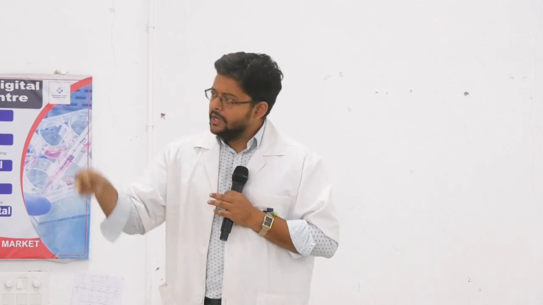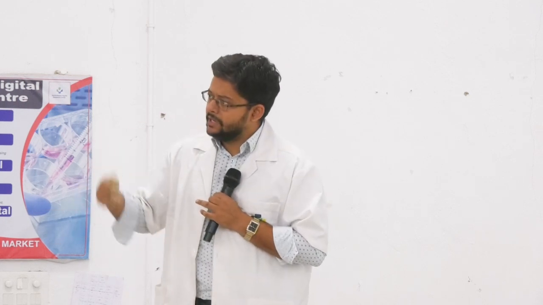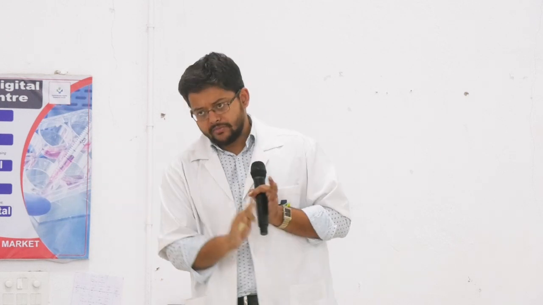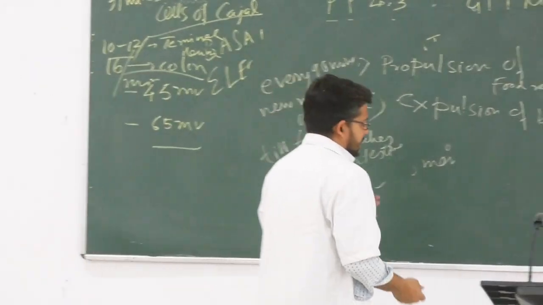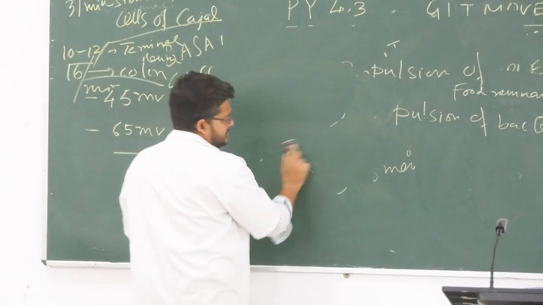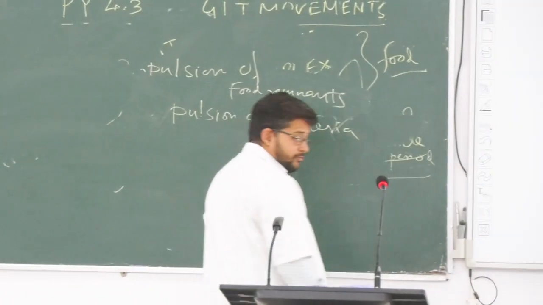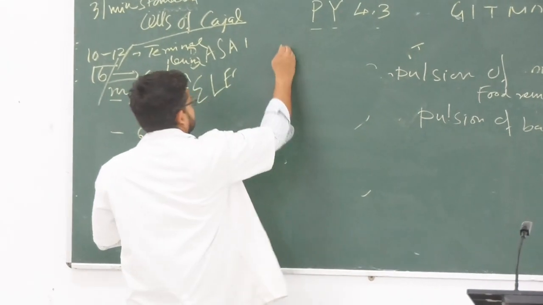If you are fasting for 12 hours, MMC will continue. Every 90 minutes, a new cycle. That's the basics behind this. Clear? Stages of MMC, there are usually 4 stages, or 4 phases basically. So MMC phases.